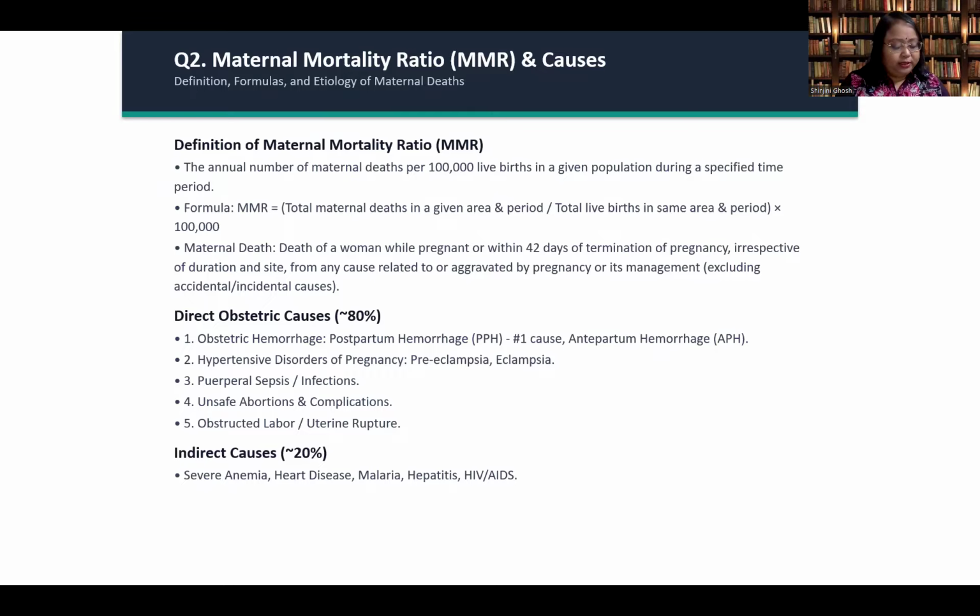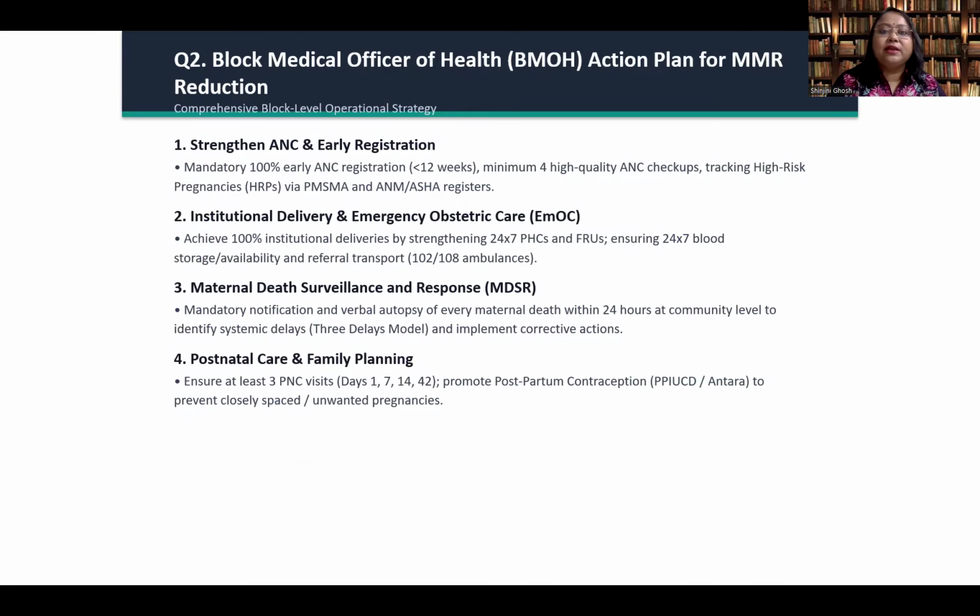Next, what are the primary health care? Maternal mortality ratio. Enumerate the causes of maternal mortality ratio as PMOH, how you will plan to reduce it, and PMSMA, and first referral unit. So maternal mortality ratio, will write the definition. You should give the formula definitely, and the causes, direct, indirect, you will give, and as a PMOH what you should do.